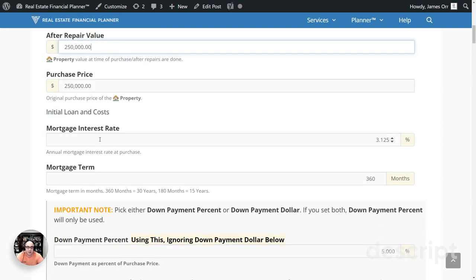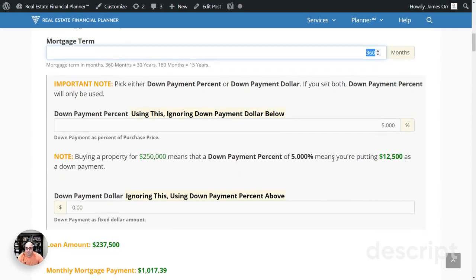Now here's that mortgage interest rate. So she's able to get 3.125% interest rate on this mortgage on this particular property. And that's a 30-year fixed rate loan. And then for the mortgage term, 360 months. So that's a 30-year loan. If you were doing like a 15-year mortgage or something like that, you could put in 180 months there and have that change as well.